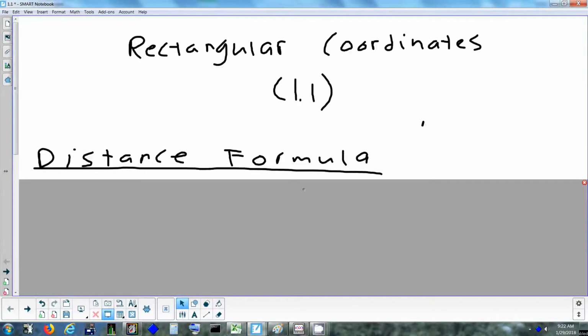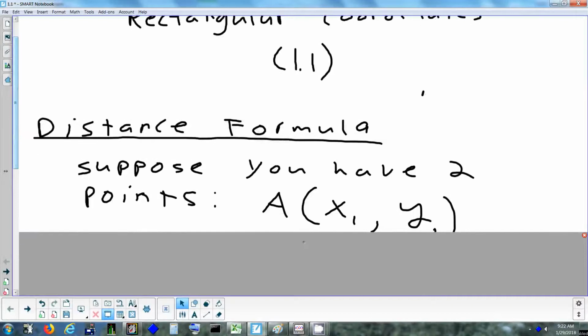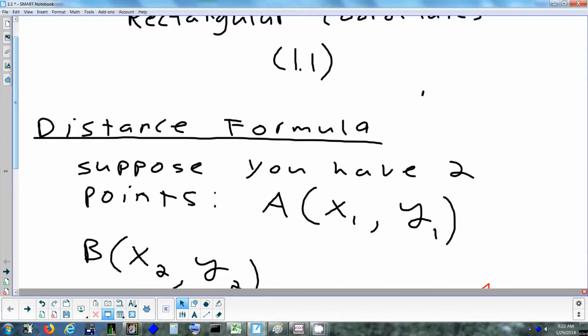Okay, so in section 1.1, one thing they talk about is the distance formula. So basically, distance formula is used with coordinates. We're going to do this in 2D, so we're going to have an x and a y axis, which means each coordinate has to have an x and a y value.